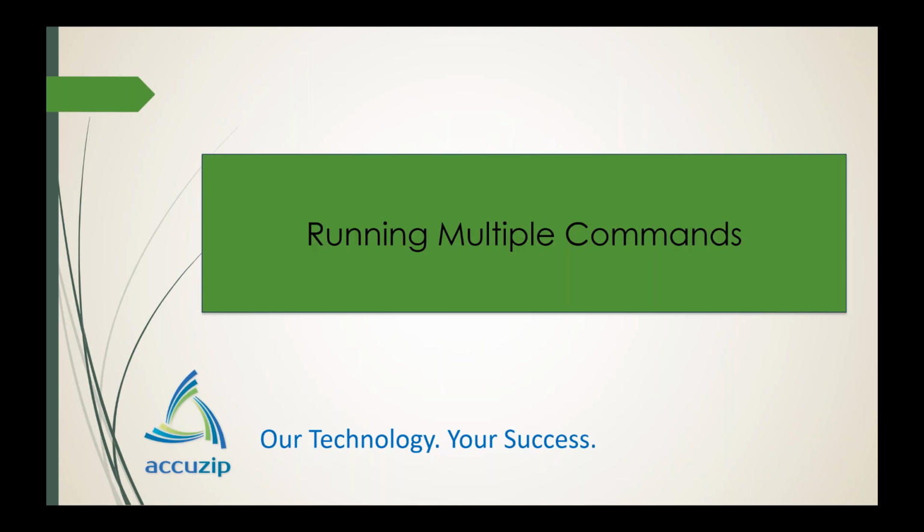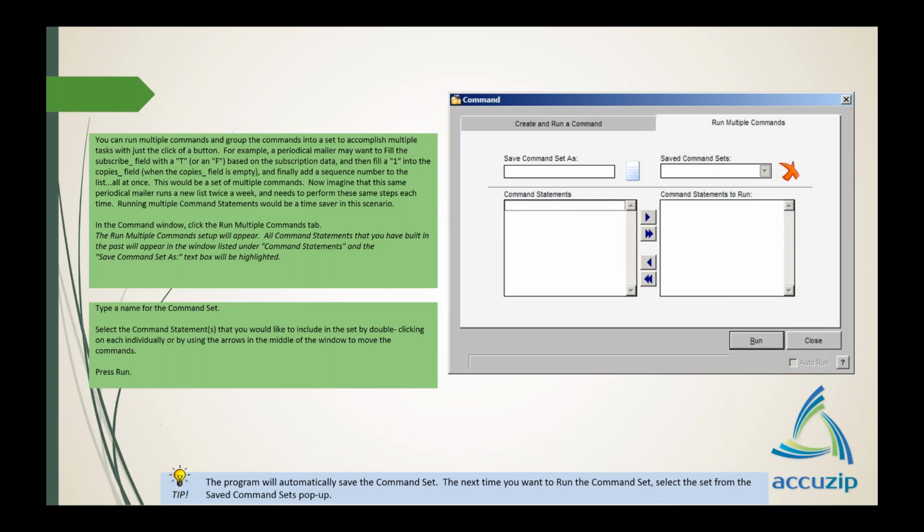Now we're going to move on to running multiple commands. As soon as you have a few commands amassed in AccuZIP, you can actually set up multiple commands to run all at the same time without having to choose multiple commands. So you'll get to the command window using the same Edit, Commands or the command icon from the toolbar, and up at the very top you'll click on the Run Multiple Commands tab on the right-hand side.